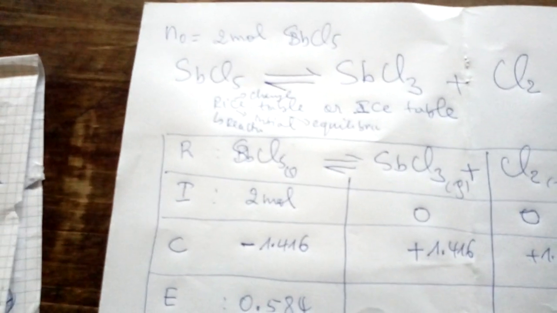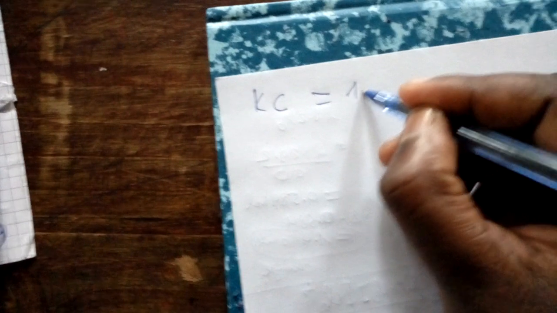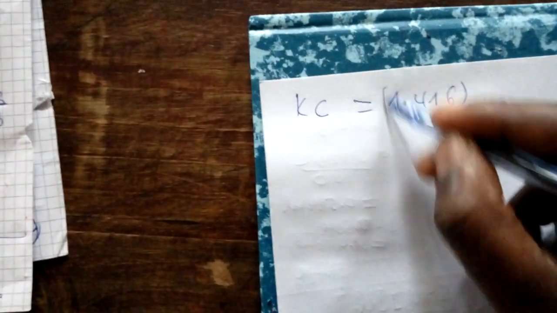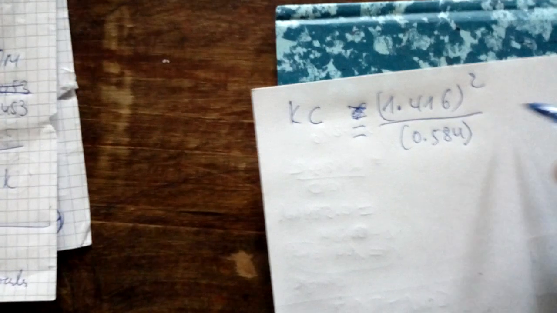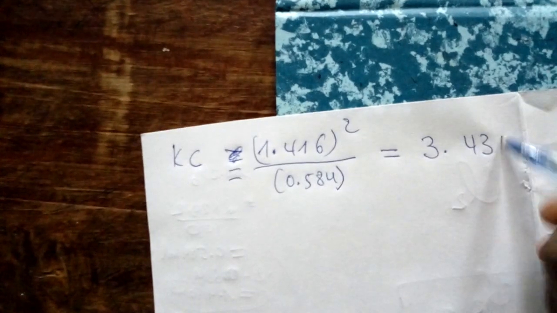In this case, we can say that Kc is equal to 1.416 squared over 0.584, and it is equal to 3.43 M. This is Kc.